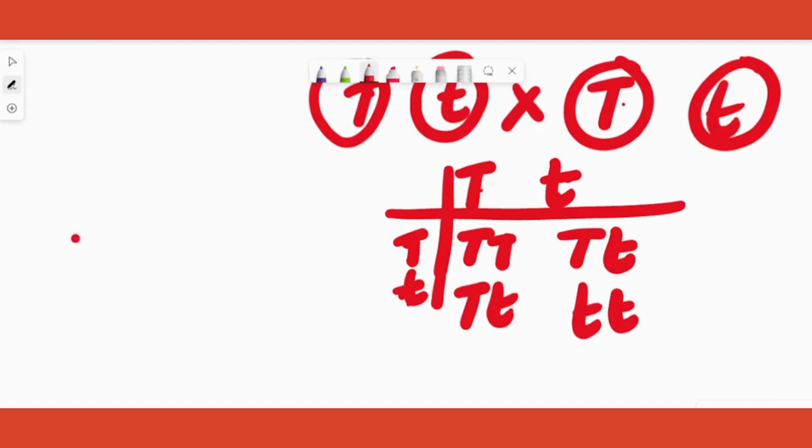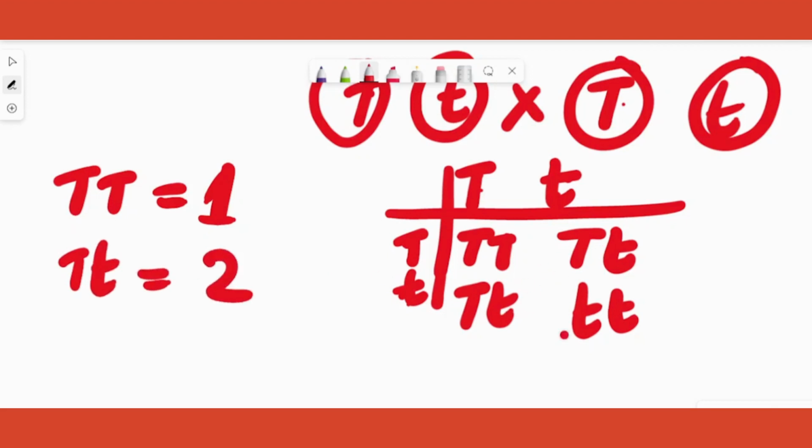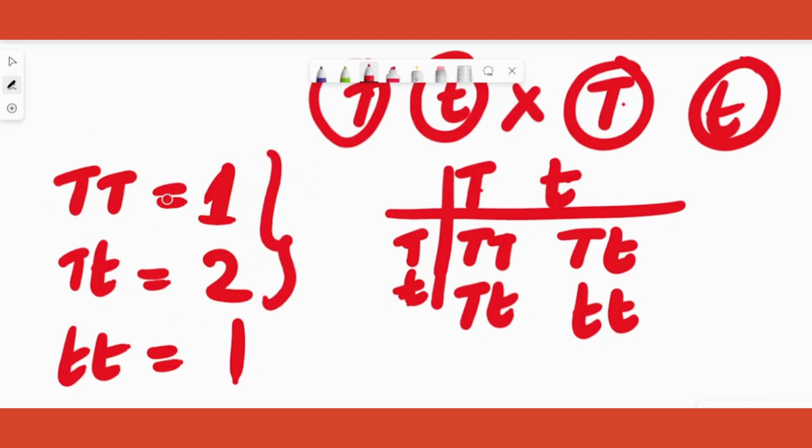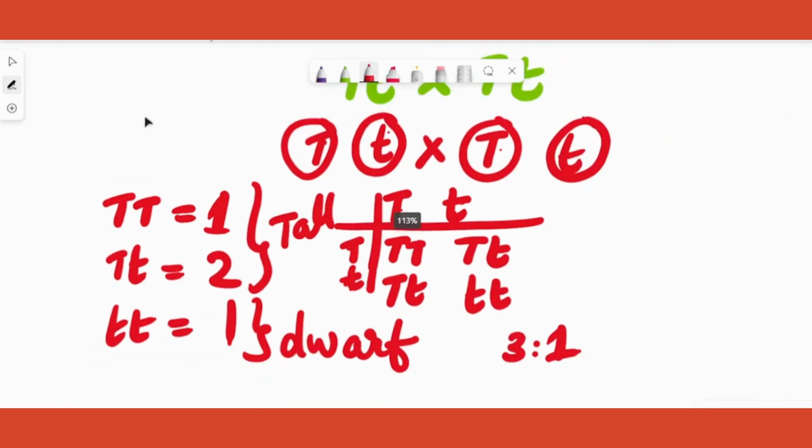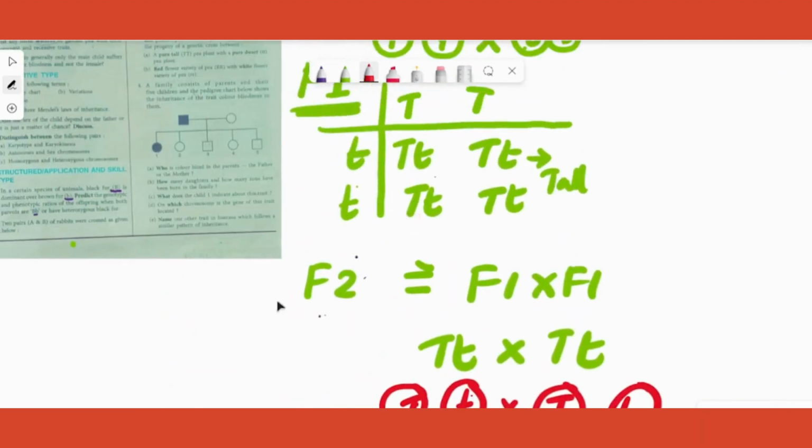From this you are going to write down TT is 1 in number. Capital T small t is 2 in number. And small t small t is 1 in number. This is the genotypic ratio. So genotypic ratio is 1:2:1. Done. Then phenotypic ratio. How do you write phenotypic ratio for that? This and this both are tall and this is dwarf. So write down over there in the next step. 3:1 is the phenotypic ratio. So genotypic ratio is 1:2:1 and phenotypic ratio is 3:1.